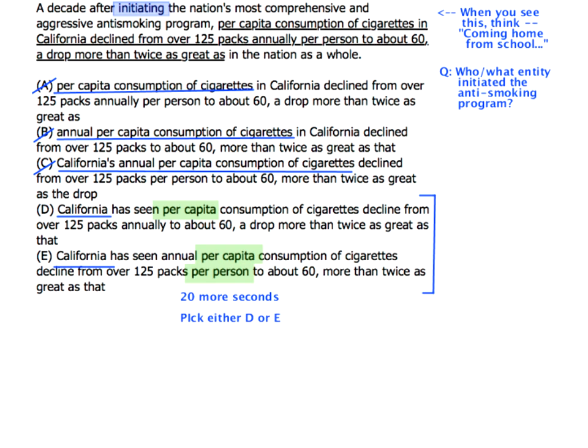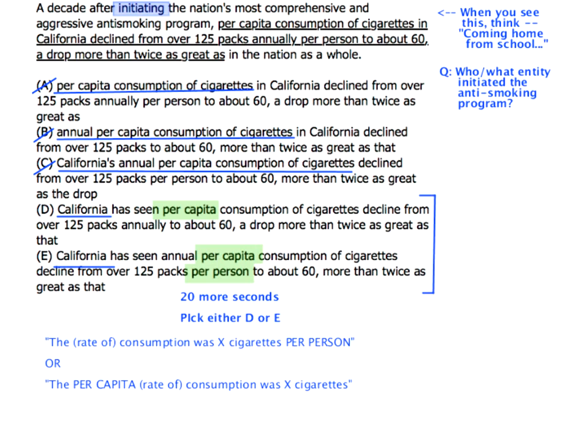So the rate of consumption was X cigarettes per capita or per person. That's one way to say it. Or you can say the per capita rate of consumption of cigarettes was X cigarettes. And this is also annual. I mean, you're going to have a per year or annual in there somewhere.